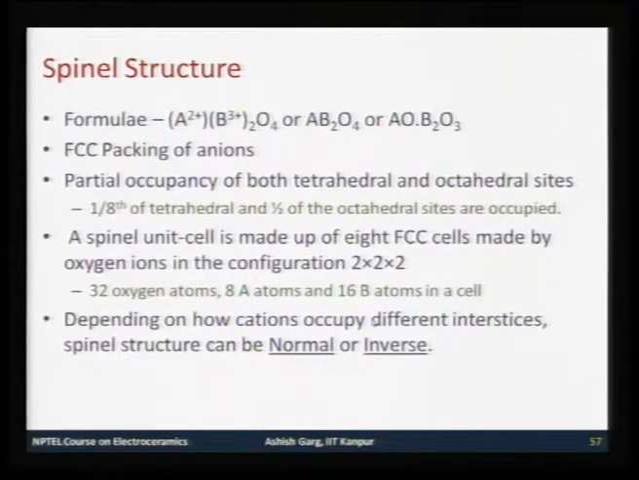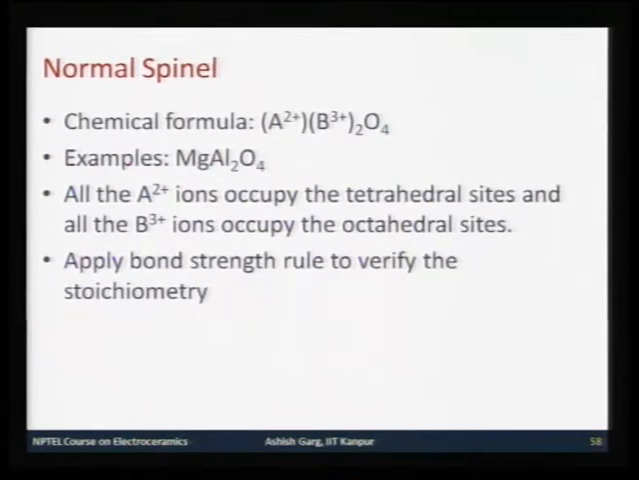And as I said, depending upon how cations occupy different interstices, the structure can either be normal or inverse. Essentially normal spinel has a formula which is A2+B3+2O4. What it means is that all the A atoms occupy tetrahedral sites, which means since you have 8 formula units, you will have 8 A atoms. So these 8 A atoms will occupy 8 of the 64 tetrahedral sites, and all the B atoms, which is 2 per formula unit or 16 per unit cell, occupy half of the octahedral sites, which means 16 octahedral sites occupied. And you can do the bond strength rule, as I told you earlier, to satisfy yourself with the stoichiometry.